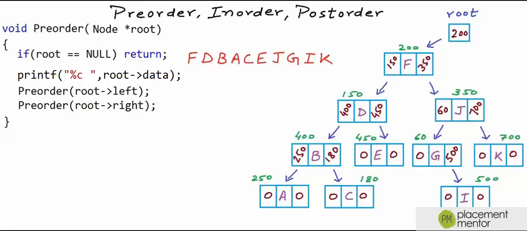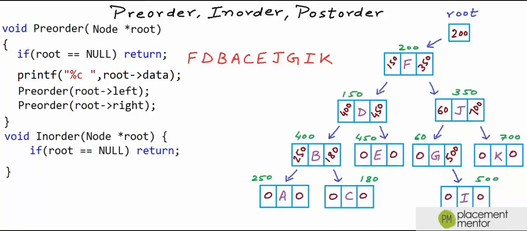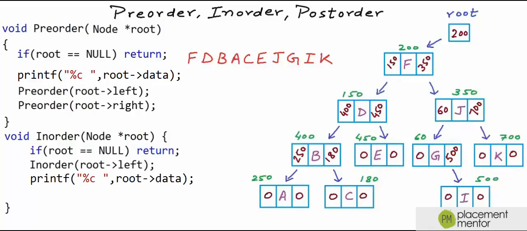Code for Inorder and Postorder will be very similar. In Inorder traversal, my base case will be the same. So I'll say if root is null, then return or exit. If root is not null, I first need to visit the left subtree. I'm visiting the left subtree with this recursive call. Then I need to visit the root. So now I'm writing this printf statement to print the data.